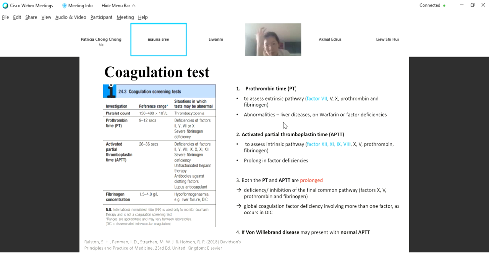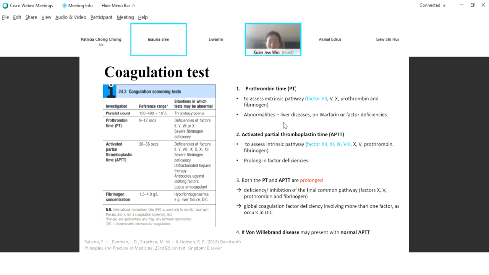Next, activated partial thromboplastin time, APTT, is used to assess the intrinsic pathway, which is factor 12, factor 11, 9, and also 8. If it's prolonged, it is due to that factor deficiency. In PT and APTT, there are similar factors: factor 5, factor 10, prothrombin, and fibrinogen. This is because all these four factors are involved in the common final pathway. So if PT and APTT are prolonged, it is due to that specific factor deficiency.